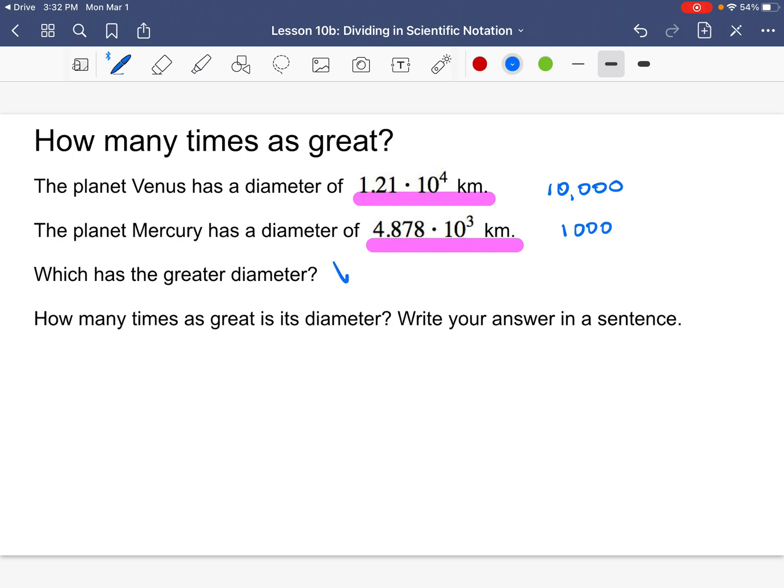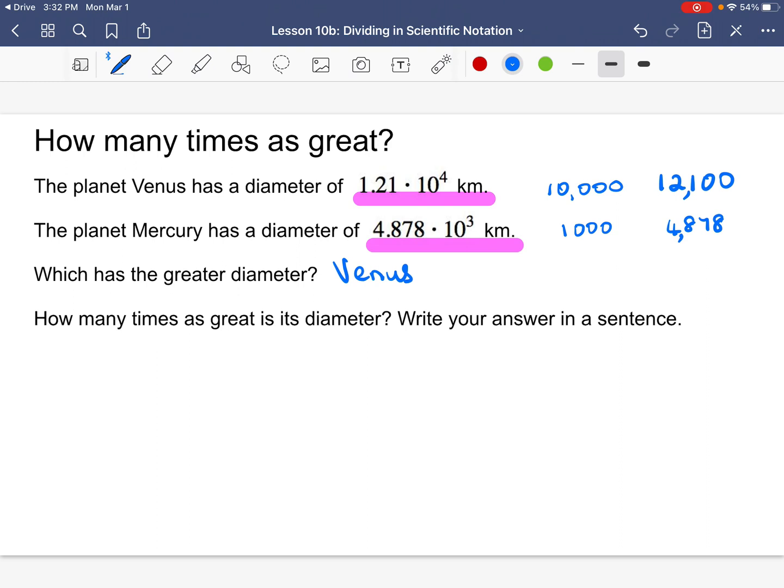So the planet Venus has the greater diameter, and we can multiply it out: 12,100 versus 4,878, and you can see that the 12,000 is much bigger than the 4,800. Then we're asked, how many times as great is the diameter of Venus versus Mercury?